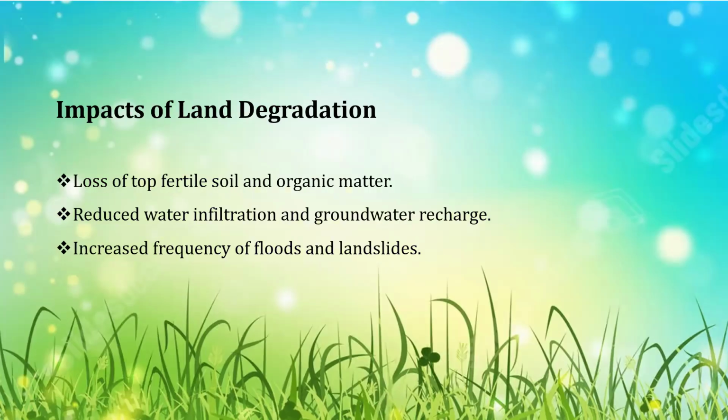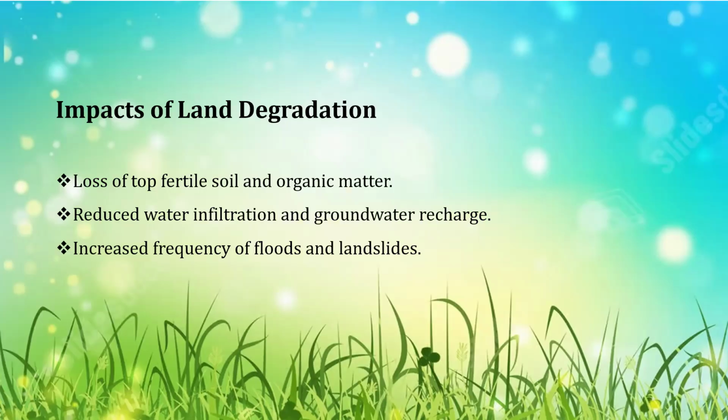And the next slide is the impact of land degradation. It mainly outlines the major environmental and physical consequences of land degradation. Essentially, it describes what happens when the health and quality of land decline due to factors like deforestation, poor farming practices, or climate change. And the main point is loss of top fertile soil and organic matter. This refers to soil erosion.